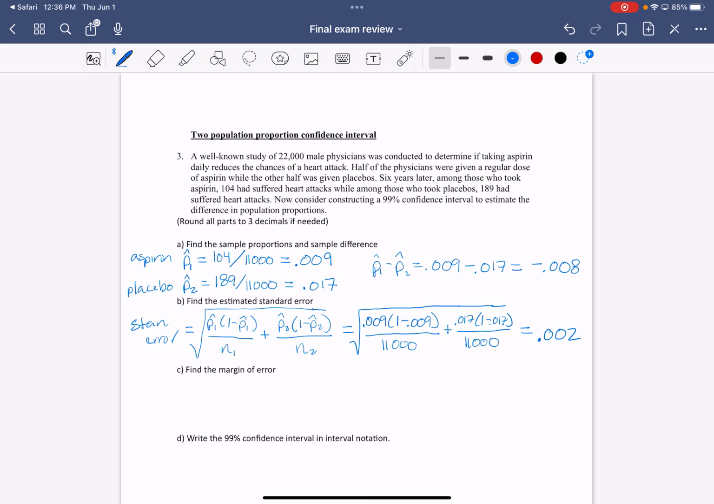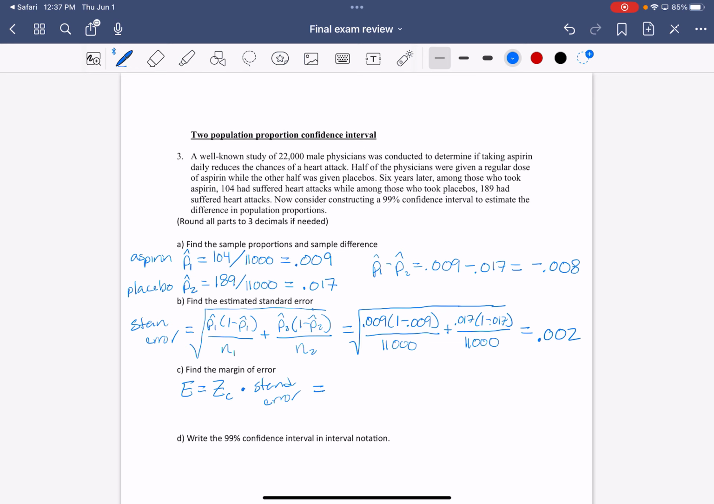Next, finding the margin of error, which is also on the formula sheet. Still on the formula sheet, Unit 7, under the confidence intervals, it says margin of error E equals Z sub C times the estimated standard error.